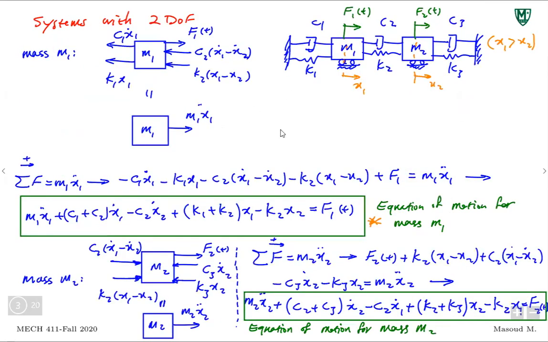We started looking into a system with 2 degrees of freedom with all the components possible: springs, dampers, forces, and we derived the equation of motion for both degrees of freedom. We said we have the same number of equations as the number of degrees of freedom in a system. So in this case, we have a system with 2 degrees of freedom, and we are going to have two equations of motion.